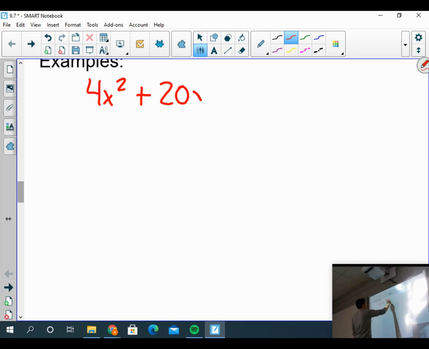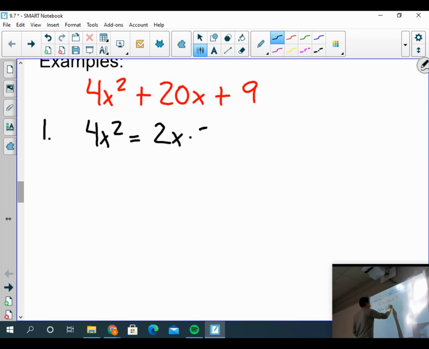4x squared plus 20x plus 9. Again, whole idea here is: is this a perfect square trinomial? Well, I'm thinking we're on the right track because 4, I know, can be broken down into 2 times 2. 9 can be broken down into 3 times 3. So I'm thinking, hey, this has a shot. So let's check it. First criteria, the first term has to be rewritten as the product of 2 identical factors. Well, 4x squared can be rewritten as 2x times 2x. 9 can be rewritten as 3 times 3. And hey, we've met our first criteria.